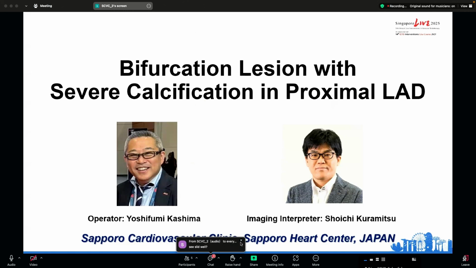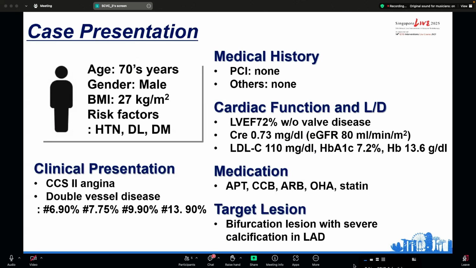Thank you very much for participating in today's live demonstration. We will now begin our case presentation. The patient is a 70-year-old male, and the diagnosis is CCS2 effort angina. The coronary angiography shows double vessel disease in the left coronary artery, and prior PCI was none. His cardiac function and renal function are almost normal. Today's target lesion is a bifurcation lesion with severe calcification in the LAD.